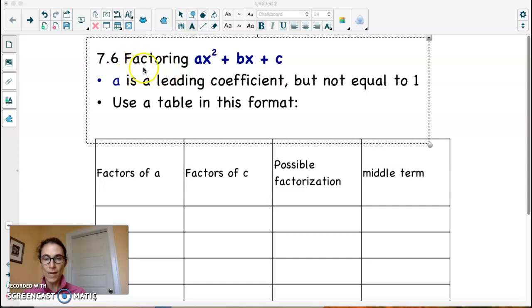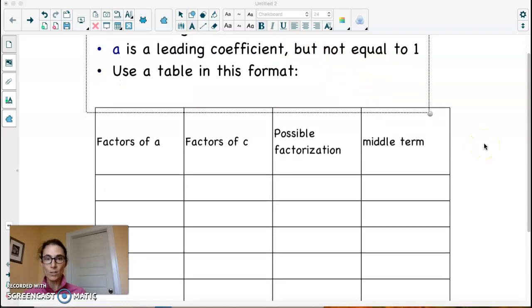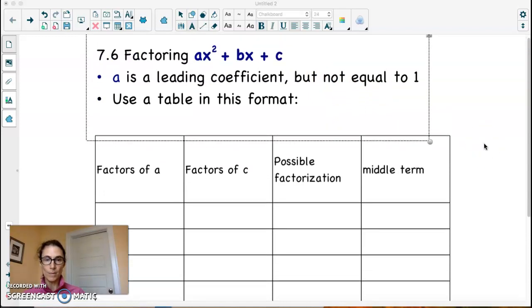Again, we're going to be factoring quadratic trinomials where there is a leading coefficient in front of the x that's squared. That leading coefficient is going to be a number that's greater than 1. And the way that we're going to factor is we're going to use tables in this format, because there's a little bit of trial and error and a little bit of calculation that you have to do to find the right combination of factors of A. So we're going to be looking at factors of A and factors of C that will work to get us that middle term that we're looking for.